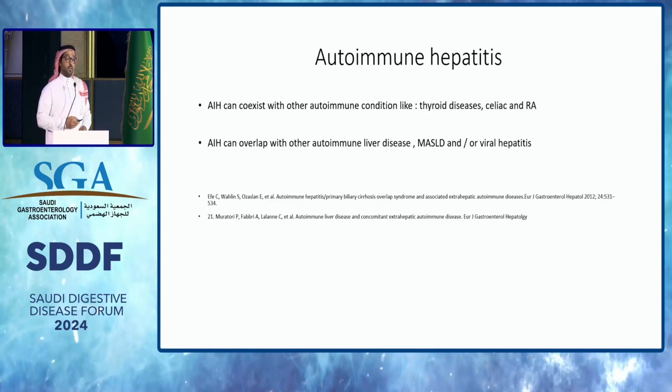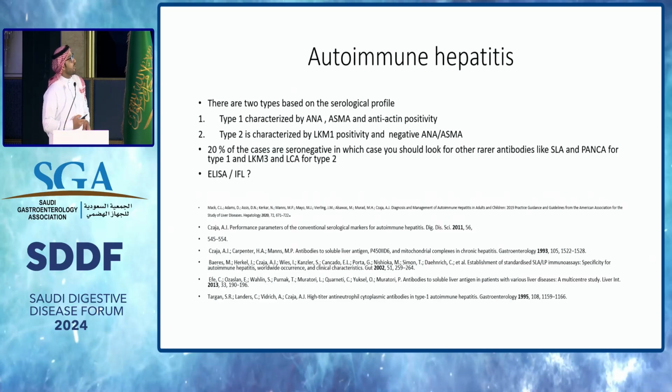The minute you see one autoimmune condition, look for other immune-mediated diseases that affect other systems. So it is now recommended to look for other autoimmune conditions like celiac and autoimmune thyroid diseases. Autoimmune hepatitis can coexist and overlap with other immune-mediated liver conditions like PBC or PSC. And it can also coexist with other hepatic pathologies like MASLD or viral hepatitis.